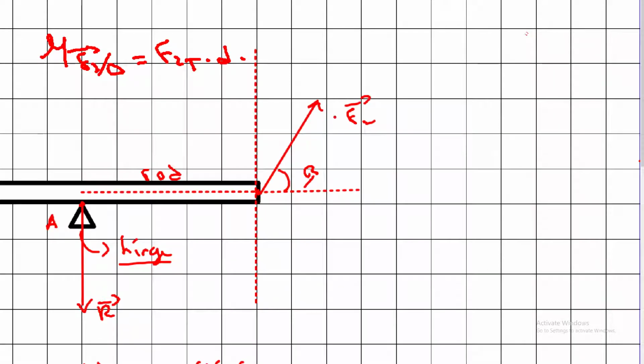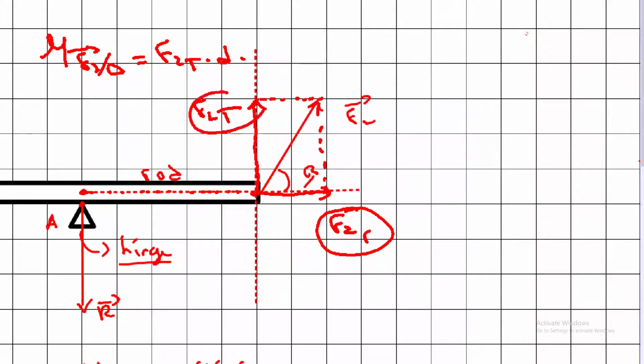Why so? Because notice that now F2 can be decomposed into two forces. This is F2 radial, let me say F2R, and this is F2 tangential. Now notice that the radial component of the force F2, its line of action, is passing through the axis of rotation. For this reason, always, the radial direction doesn't produce any moment, and the moment is only due to the tangential direction. So previously we have used this fact.